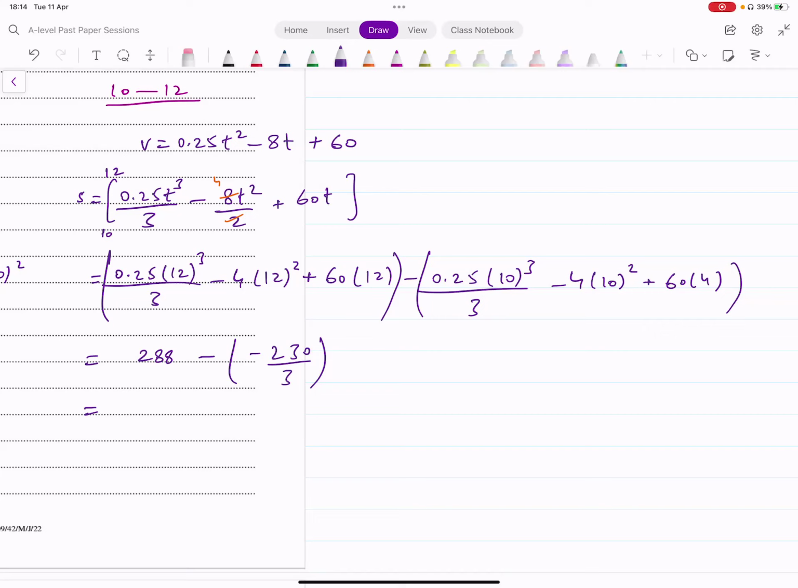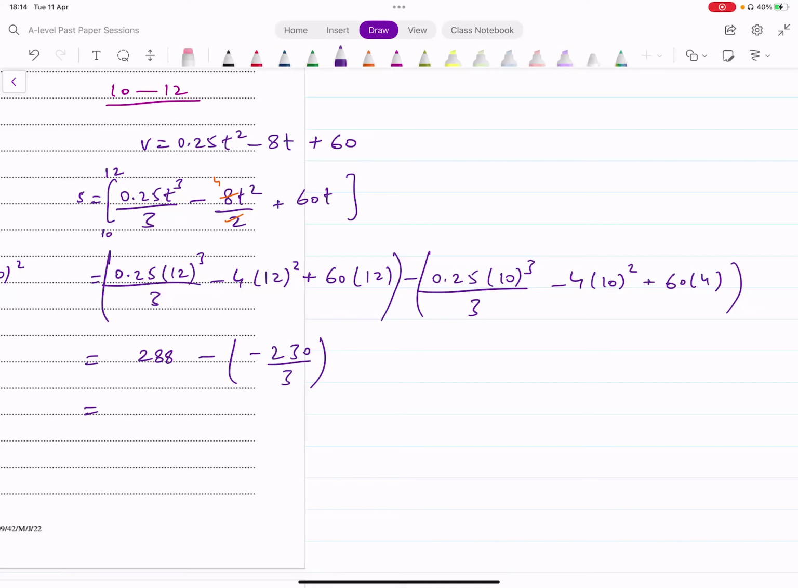And यहाँ पे कुछ miss कर दिया, I think. 0.25 is 14 over 3 for both brackets. Okay. Let me try that again. 0.25 into 1000 divided by 3. I think I'm going to divide by 3, miss कर दिया वहाँ पे. Minus 400 plus 60 into 4. That turns out to be fine.